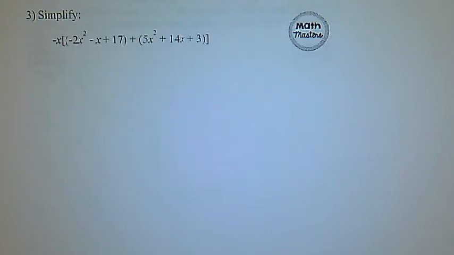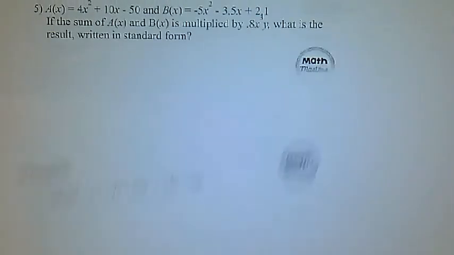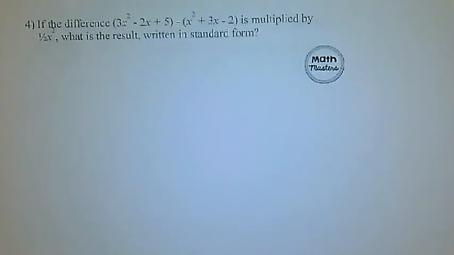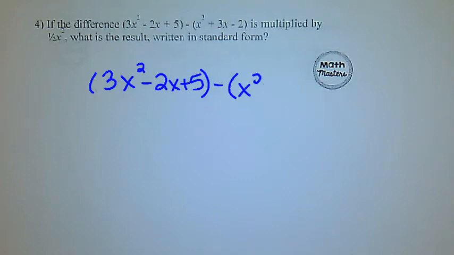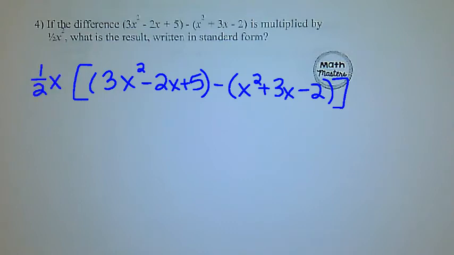All right, so we know that by far the hardest thing we've done so far is subtracting. So now this one would look like this. So we want the difference. So 3x squared minus 2x plus 5 minus x squared plus 3x minus 2. And we want that whole thing to be multiplied by half x squared. So let's just leave this hanging on the outside at first.